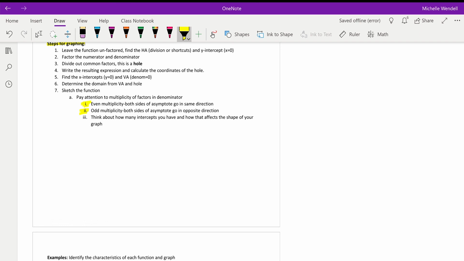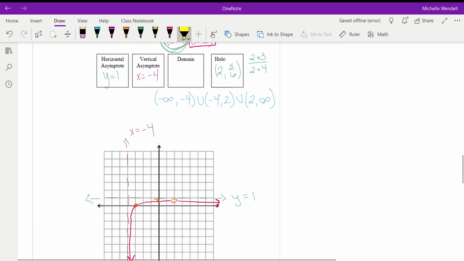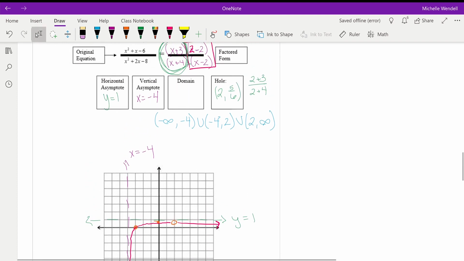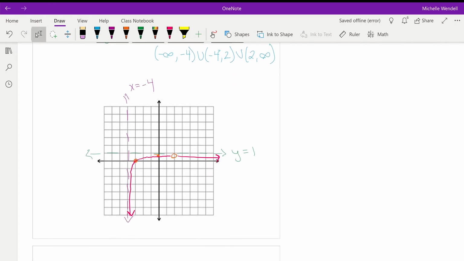So think about when you did polynomials, and if you had an intercept that had an even multiplicity, it bounced off of that point and went back in the same direction it came from. If it was an odd multiplicity, it just went straight through and kept traveling in that other direction. So with this example here, if we look at our asymptote factor, x + 4, that has a multiplicity of just 1. So it's an odd multiplicity, which means I need to be traveling in the opposite direction as my function. So if this side of the asymptote is going down, then on the other side, it needs to be going up. And so we know it looks like that.